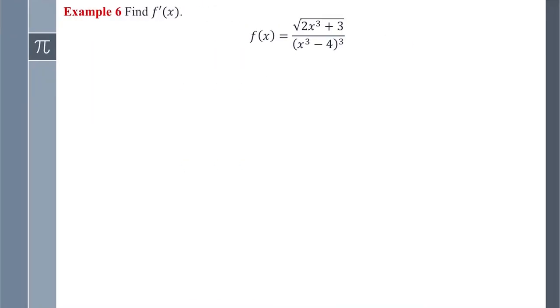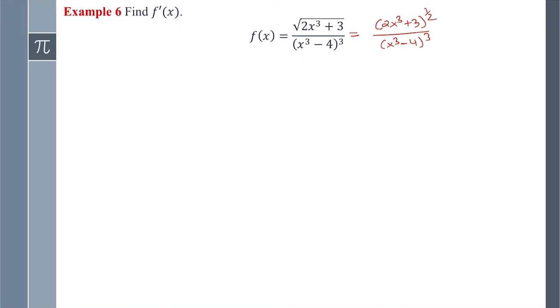Now let's look at one example where we have a combination of a couple of things here. We have to use the quotient rule, the chain rule, and logarithmic differentiation. So we're going to do a lot of things here, okay? Before we start, let me write this one as (2x³ + 3)^(1/2) divided by (x³ − 4)³, okay? So now we have y equals that function.